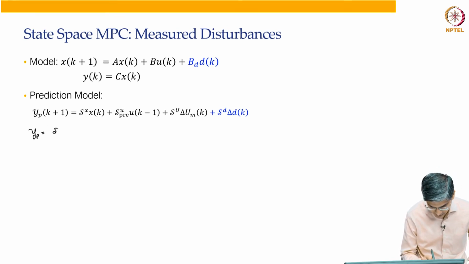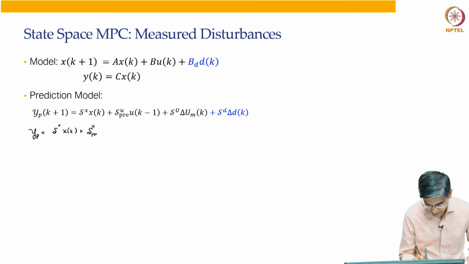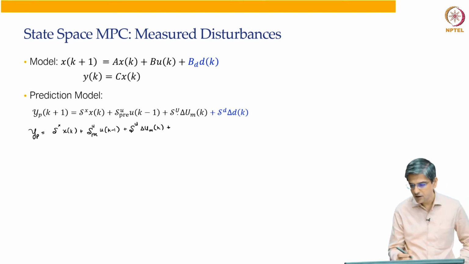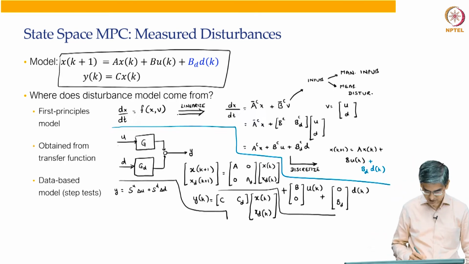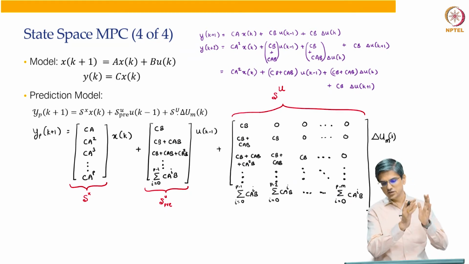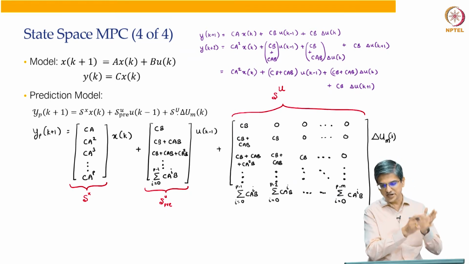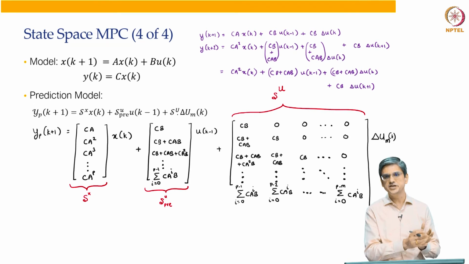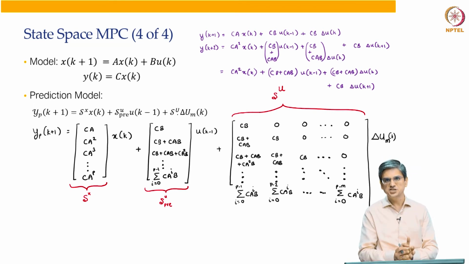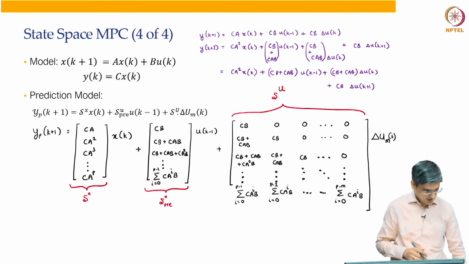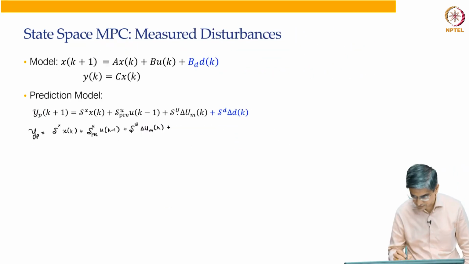is going to be nothing but Sx multiplied by Xk plus Su pre multiplied by Uk minus 1 plus capital Su multiplied by delta Uk, okay, plus we are going to have this same structure over here, C Bd, C Bd plus C A Bd, C Bd plus C A Bd plus C A square Bd and so on, right. So, that is what we are going to have.